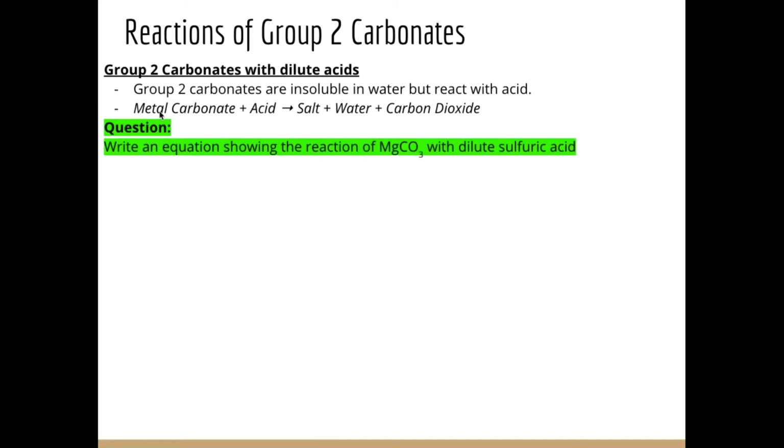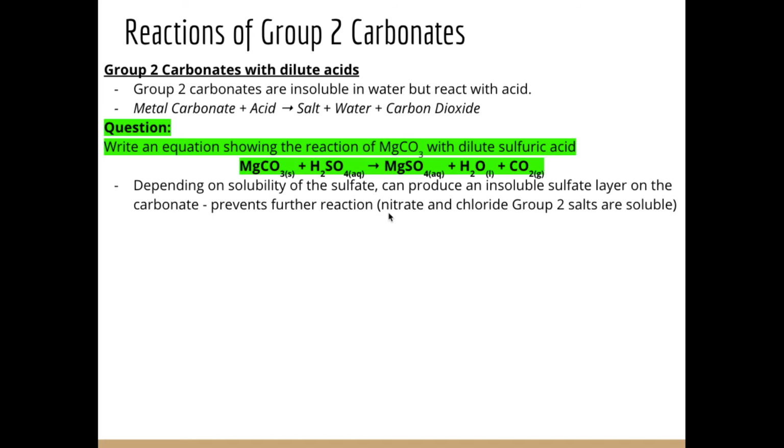Write an equation based on this general equation showing the reaction of magnesium carbonate with dilute sulfuric acid. So your metal carbonate is your magnesium carbonate, your acid is sulfuric acid, H2SO4. Give that a pause, see if you can work out the salt, and then balance it. And the answer will be this. Solid magnesium carbonate reacts with aqueous sulfuric acid to form magnesium sulfate, water, and carbon dioxide.